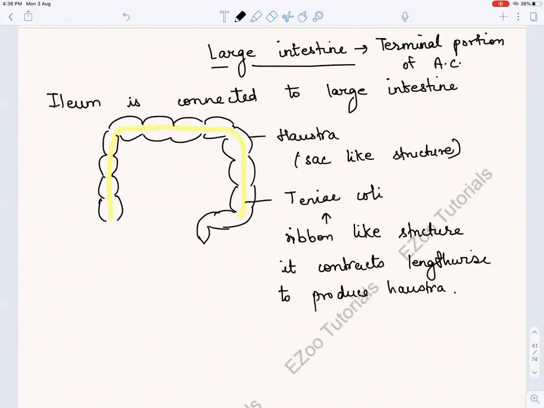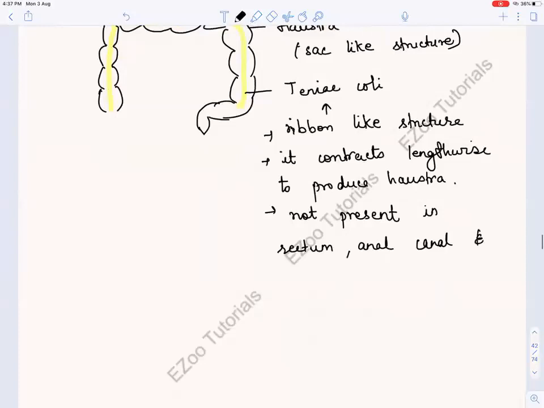And this is important because it is present everywhere. Then where is it not present? It is not present in the rectum, anal canal and vermiform appendix, right? So here we can just draw a worm-like structure. This is the vermiform appendix.